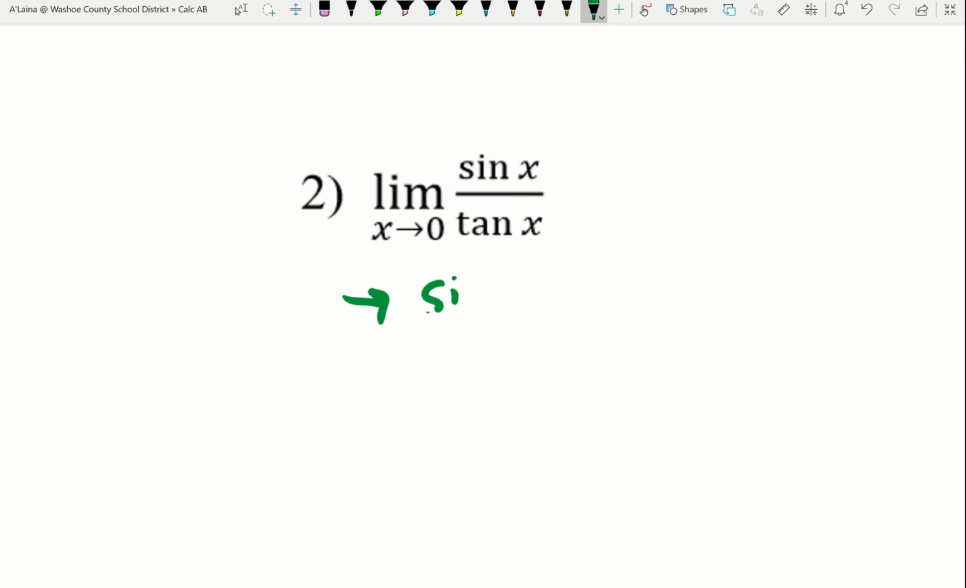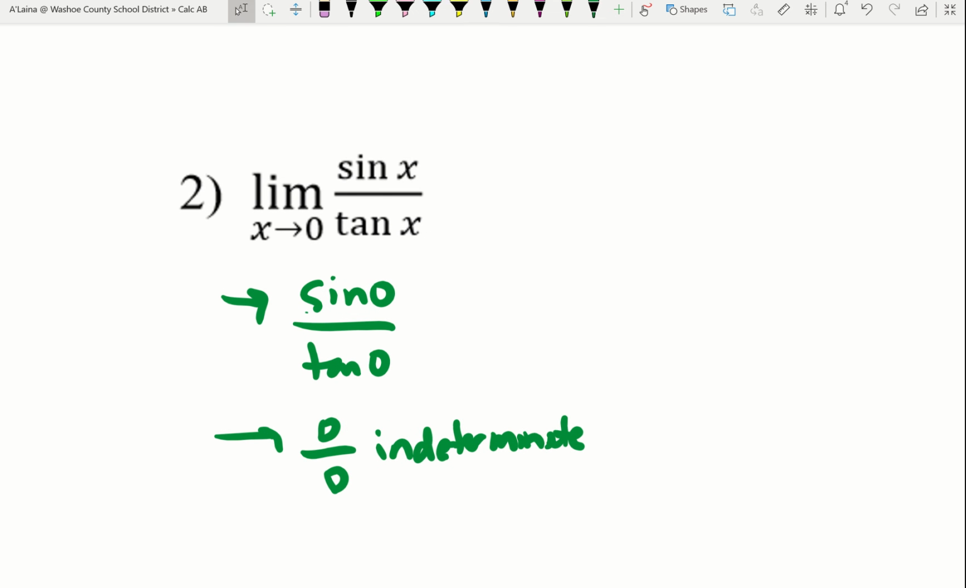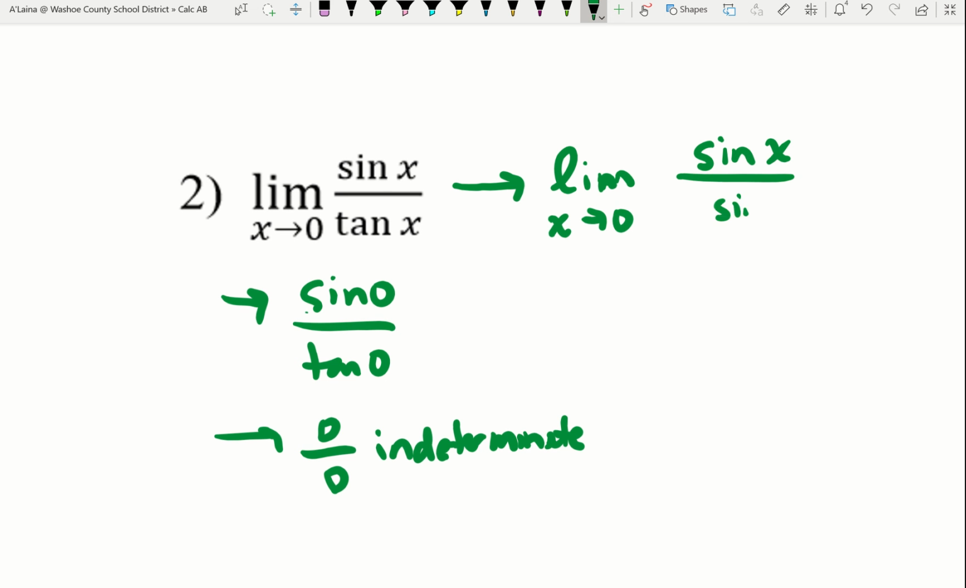The sine of 0 over the tangent of 0 is 0 over 0, which is an indeterminate form, which means we cannot make a conclusion by just simply using substitution. So I need to try a new strategy. So what I'm going to do is I'm going to actually try to rewrite this in a different form by rewriting what tangent is. Keep in mind that tangent is really sine over cosine.